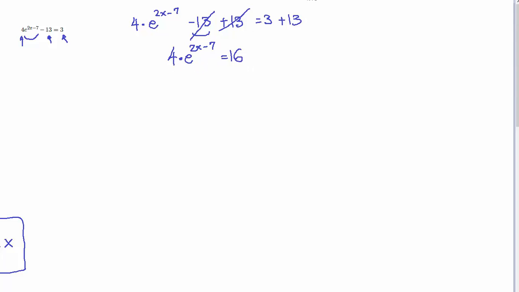So now at the next step, what I need to do is get rid of the coefficient of the power. That's your power, that's the coefficient. And in order to do that, I have to divide by it. So if I divide by my coefficient, then I manage to simplify the 4 and 4 on the left side, and I have e to the 2x minus 7 equals 16 over 4, which is equal to 4.